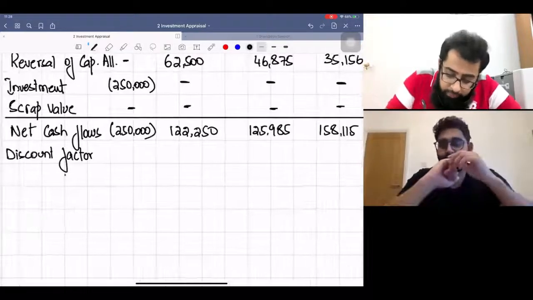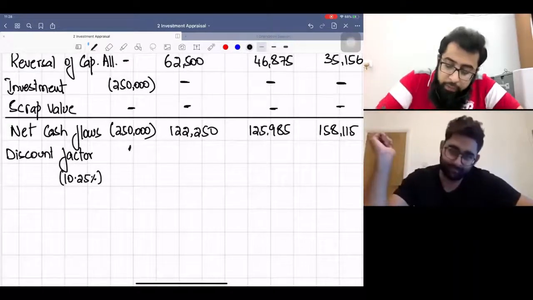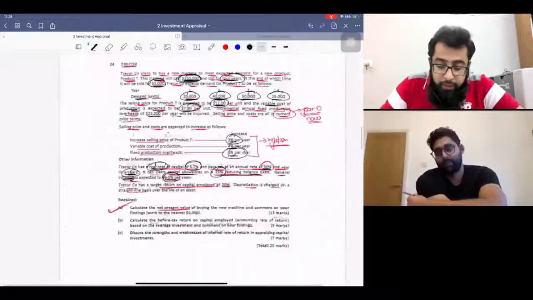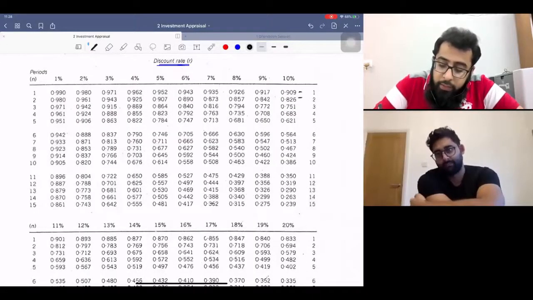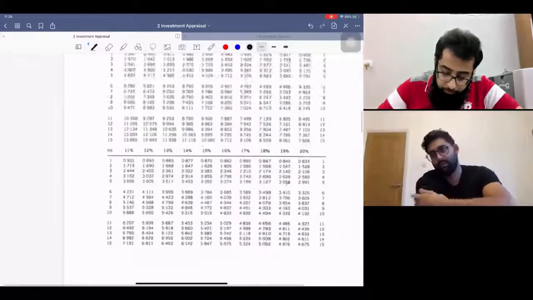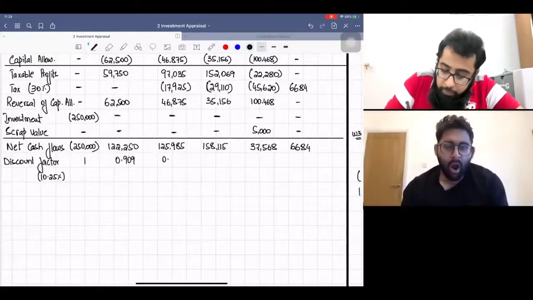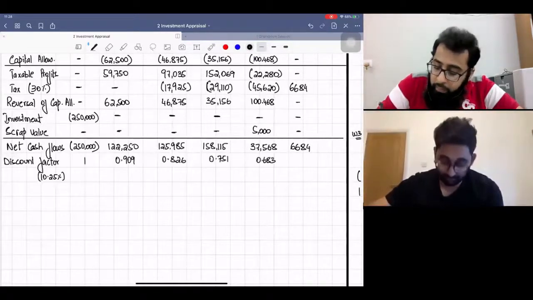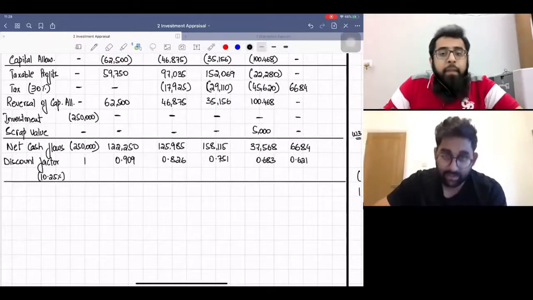Now, it is your choice. If you want, you can use it as 10%. Or if you want accuracy, you can calculate the discount factor at 10.25% also. Otherwise, what the examiner normally does is that he simply rounds it off. 0.909, 0.826, 0.751, 0.683, and 0.621 will be the discount factors.